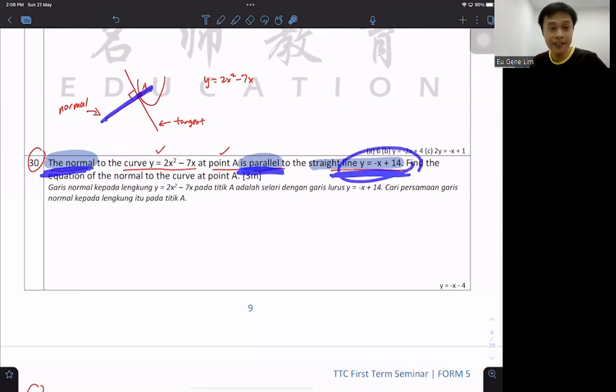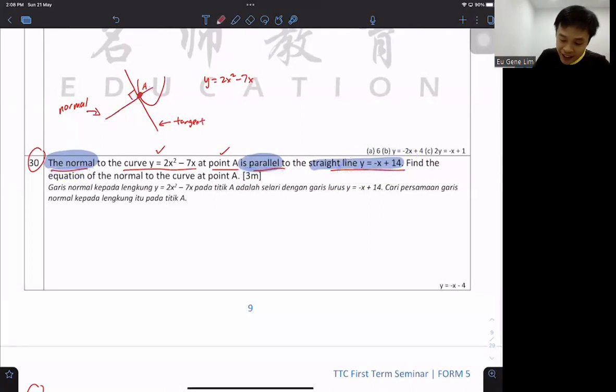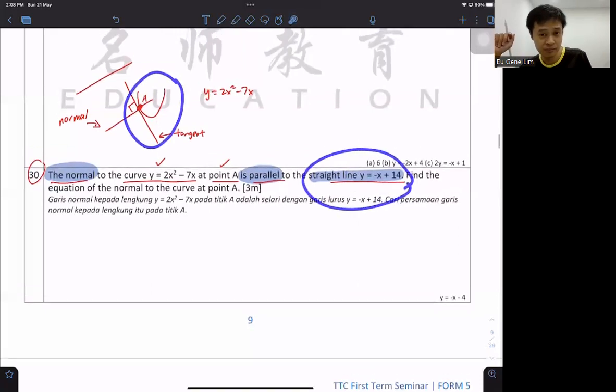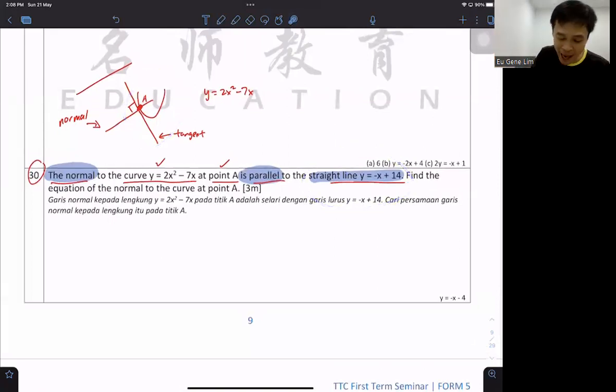What is this line? This line is simply just another line. The normal is parallel to another line. This another line has nothing to do with our curve. It is just another line. They just happen to be parallel with the normal. Understand?